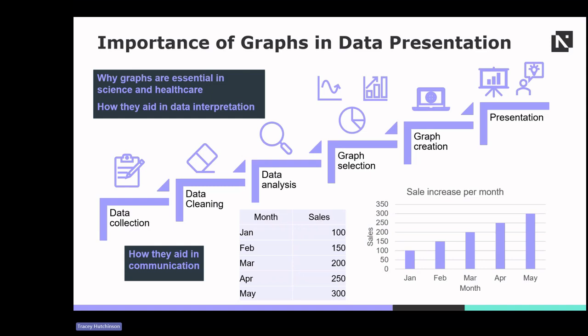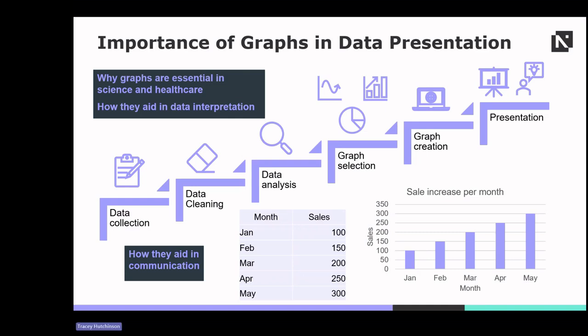While a table can list data points chronologically, a line graph or a bar graph can visually depict how values change over time. This makes it easier to identify patterns, such as increases but also decreases, and to see the overall trajectory.